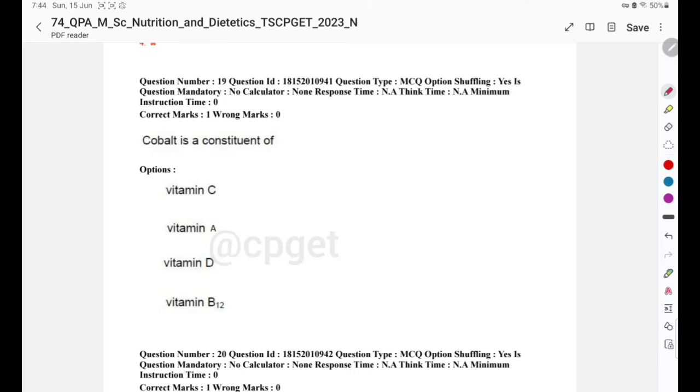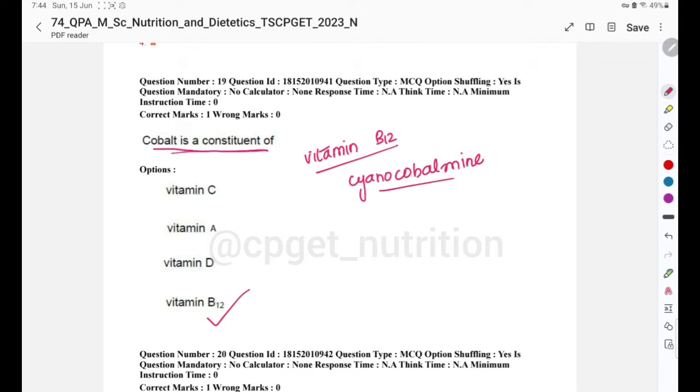So coming to the 19th question, cobalt is the constituent of dash. So the correct answer is vitamin B12. Vitamin B12 is also known as cyanocobalamin and it is made up of two important components, cyanide and cobalt.